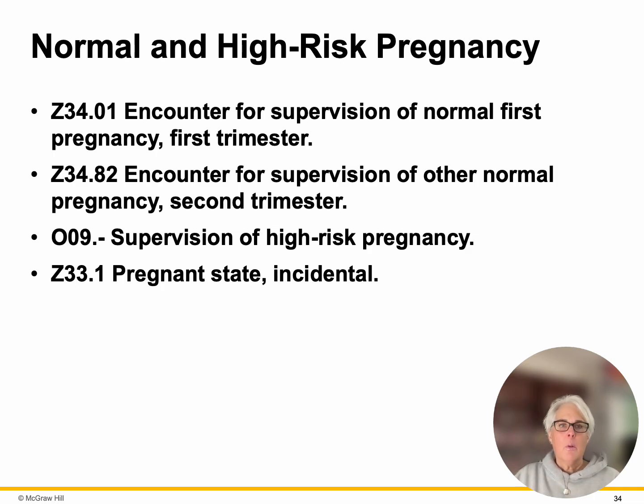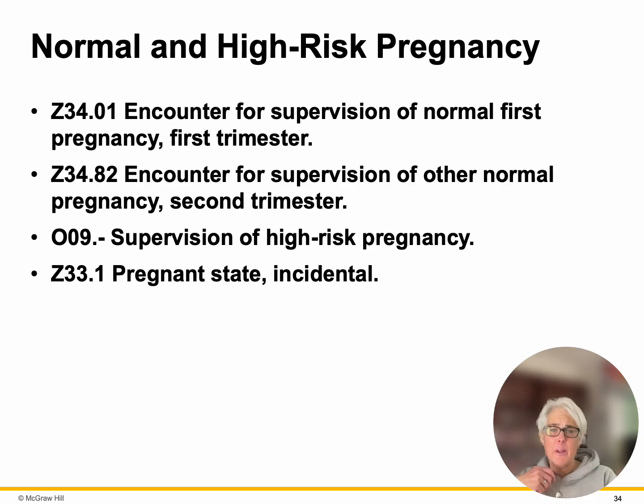So we have normal and high risk pregnancies, and there are different codes for that. Z34 codes are used when the pregnancy is considered normal and routine. There's no current complication, whereas O09 codes are used when there's a reason the pregnancy is at high risk, such as advanced maternal age, prior complications, or multiple gestation. I also use Z33.1 when the patient happens to be pregnant, but that pregnancy is incidental to the visit.